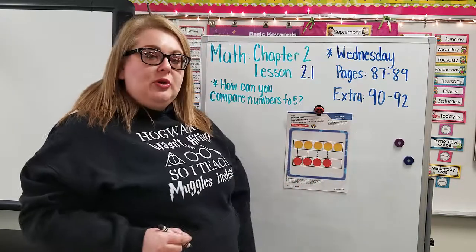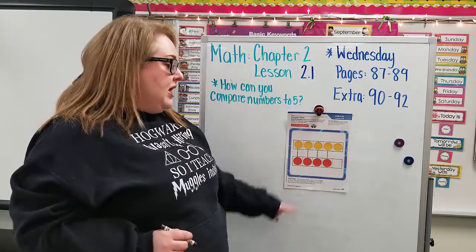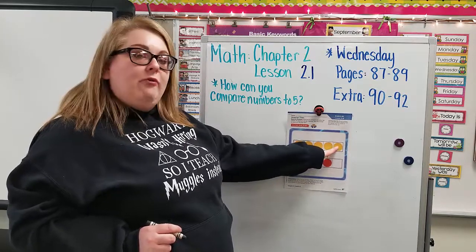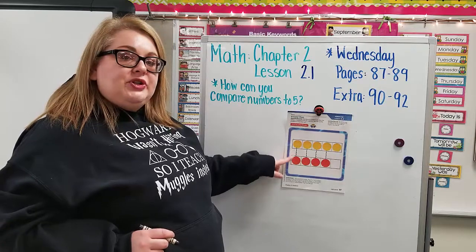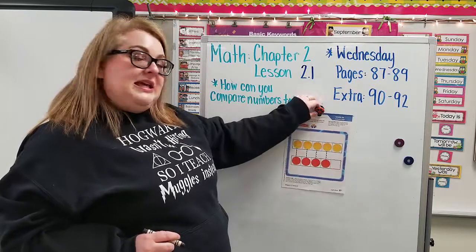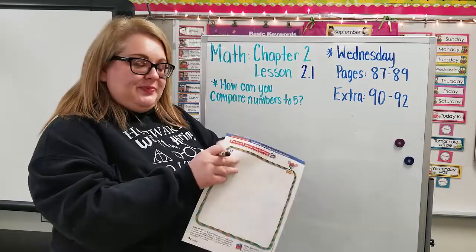So which group has more? Okay, so the yellow counters have one more than red. So they're not the same this time. There's more yellow counters than red. Okay, let's keep on looking at that on the next page.